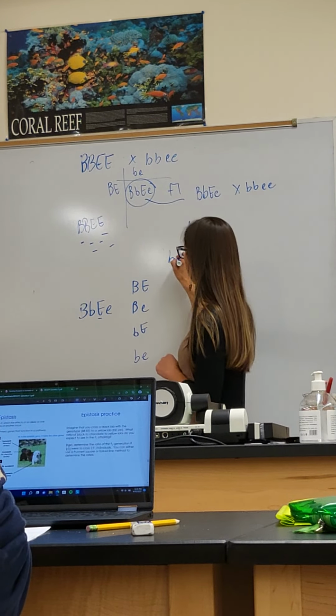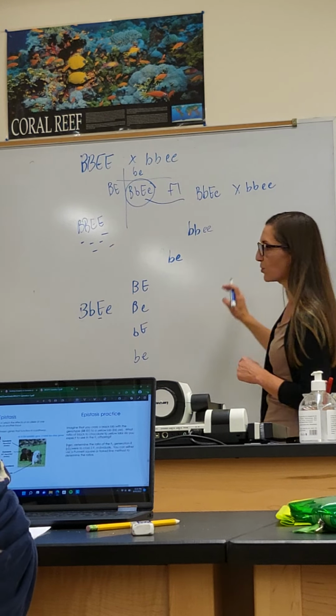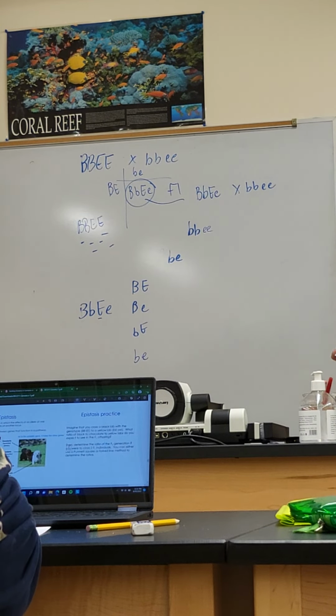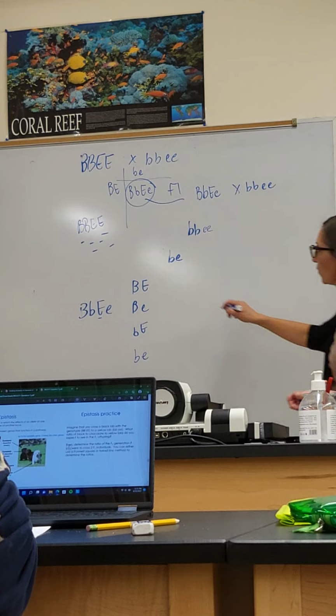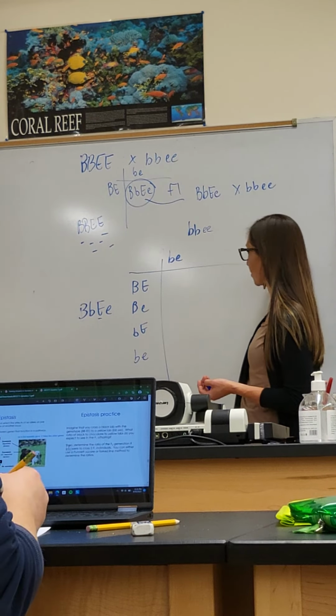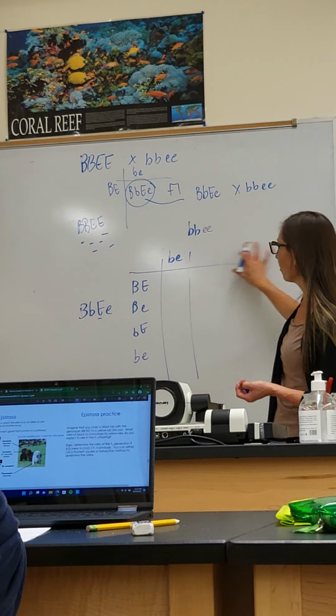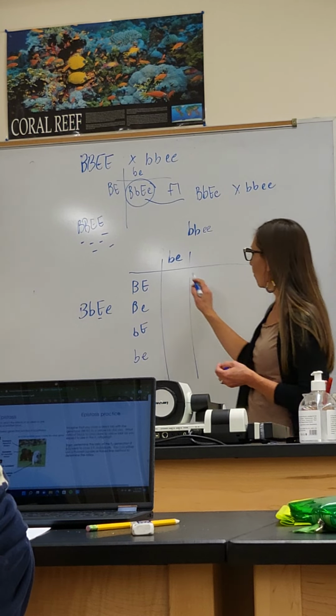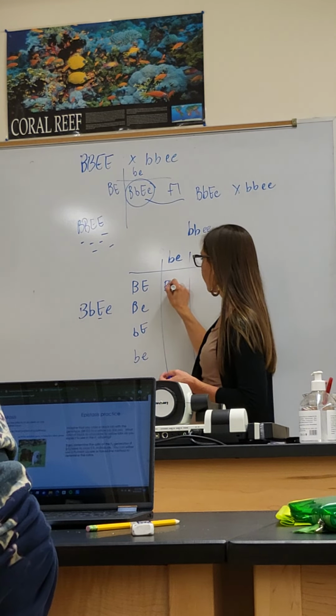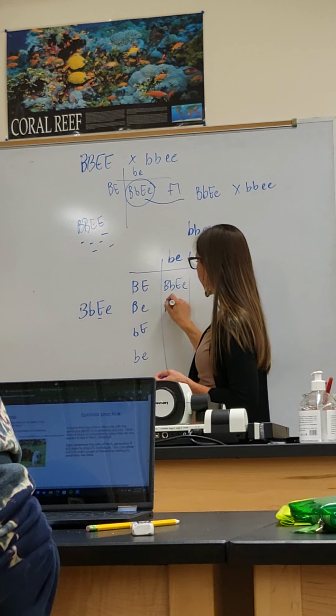Little b, little e. So you could write that out 4 times, or because we know that it's going to be 4, we don't have to write all of those out. If you want to simplify your Punnett square, you can just do that. And you know that all of these are the same. So when we combine these, we get these combinations.